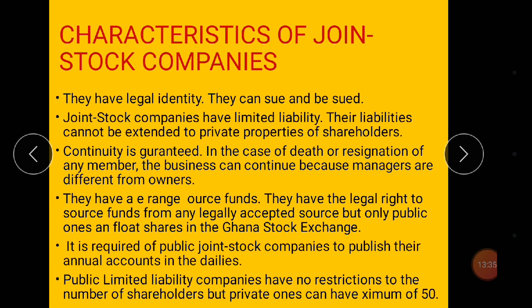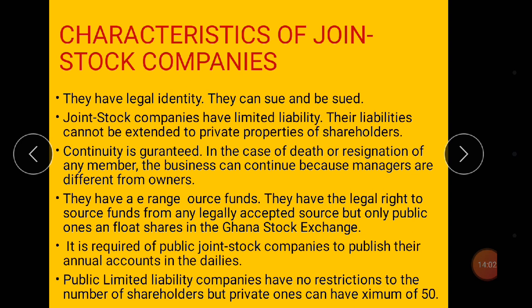Then joint stock companies have limited liability. It means their liabilities cannot be extended to the private properties of shareholders. So in the case of issues of debt, that is indebtedness or bankruptcy, the shareholders' private properties should not be touched in paying for those debts, because joint stock companies have limited liability.